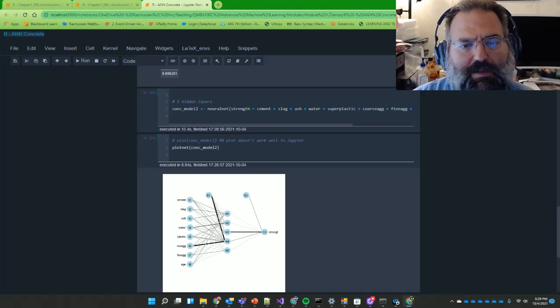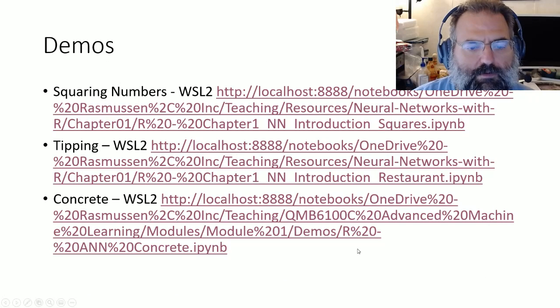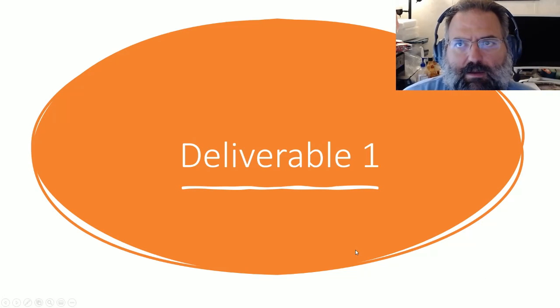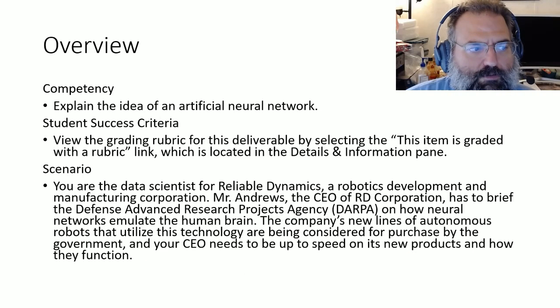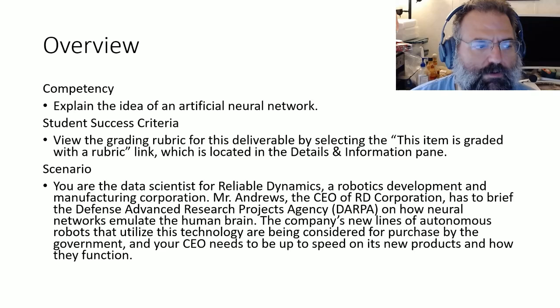So with that, I've talked a bit about the actual networks that you'll be seeing and using, right? This is an early sort of introduction, and you don't need to know that to do the first deliverable, but you might find it interesting. In your first deliverable, you're asked to explain the idea of an artificial neural network. So what is it? And then take a look at the rubric.